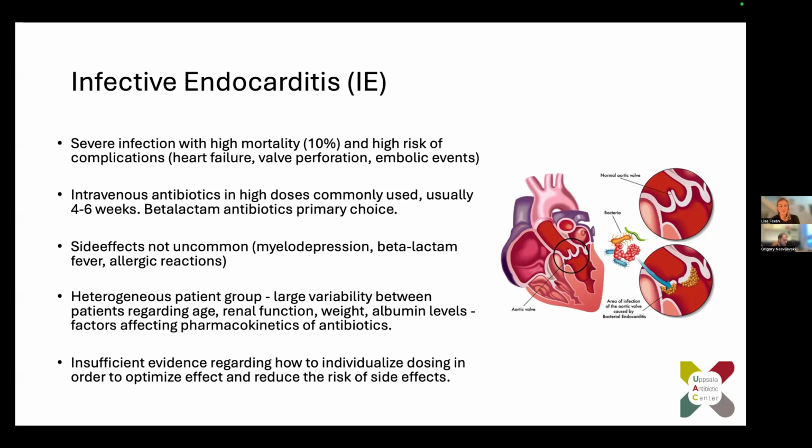This group of patients with infective endocarditis is a very heterogeneous patient group. We see a large variability between patients regarding age, renal function, body weight, albumin levels, etc. These are all factors that affect the pharmacokinetics of antibiotics and the resulting concentration in plasma. We would really like to take all these factors into account, but in clinical practice today, we don't know how to do that.